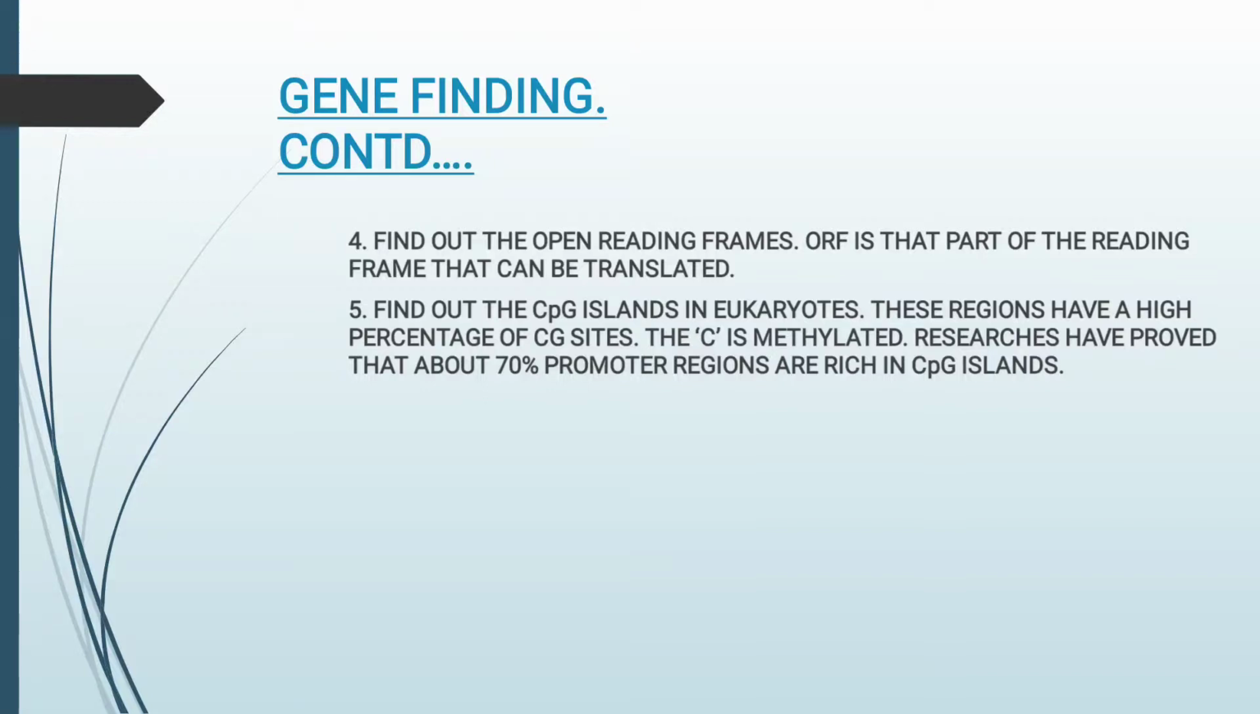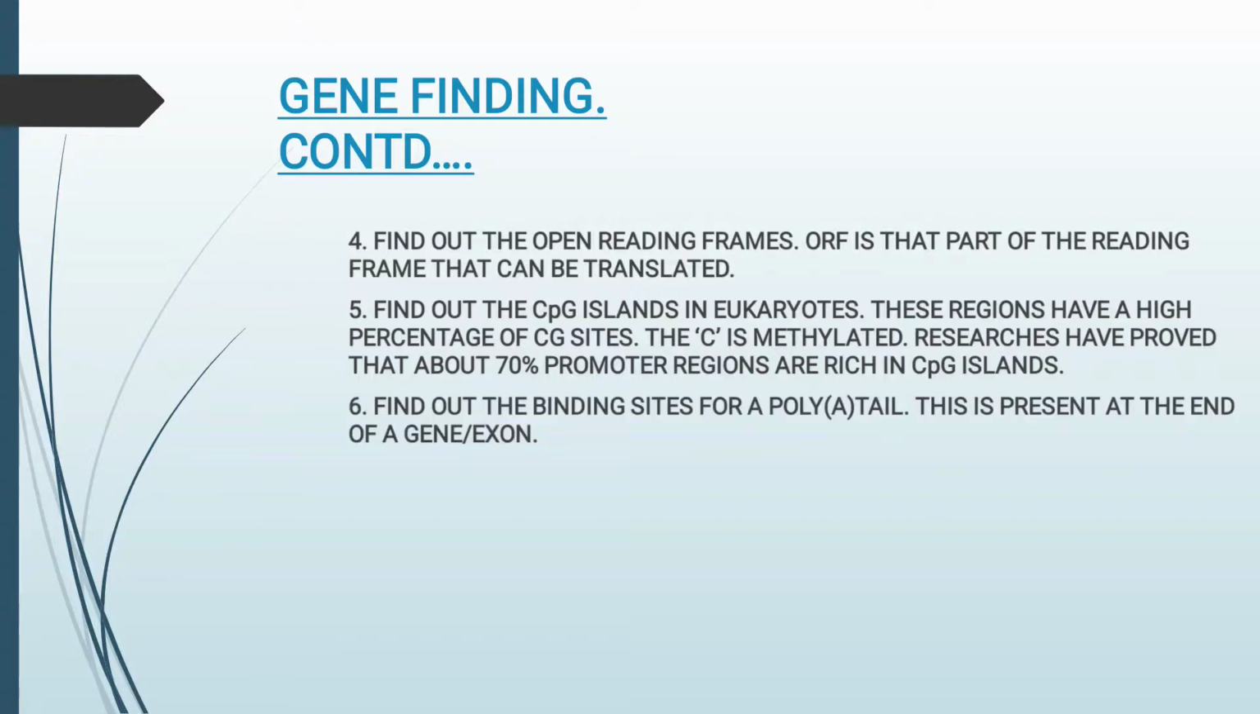Next, in eukaryotes you can find the CpG islands. CpG islands are the regions of a gene which have a high percentage of cytosine and guanine. CG sites are there, and the C is methylated in the case of eukaryotes. Researchers have proved that 70% of promoter regions are rich in CpG islands.